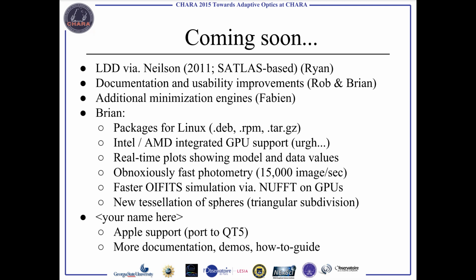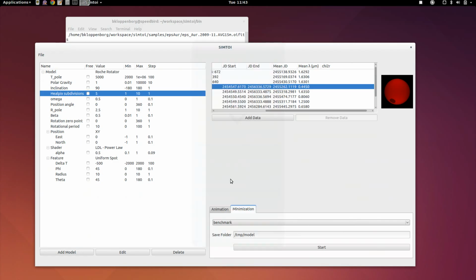You might have noticed in SIMTOI there's this big gray area located here below the data region. That will soon be occupied by real-time plots that will show you the photometric or the interferometric data that's currently being evaluated, both the data as it was loaded from the file and also the data as is currently being compared, so that you can see how the model is actually fitting to the data.